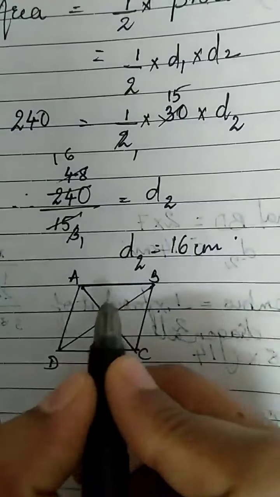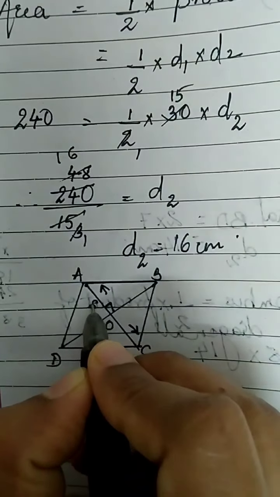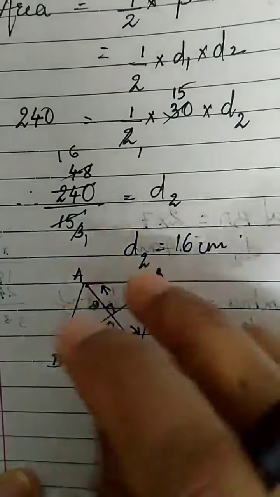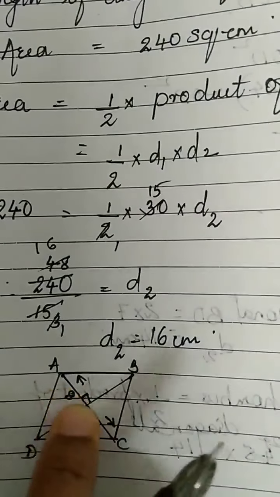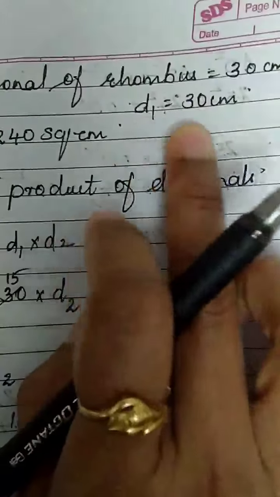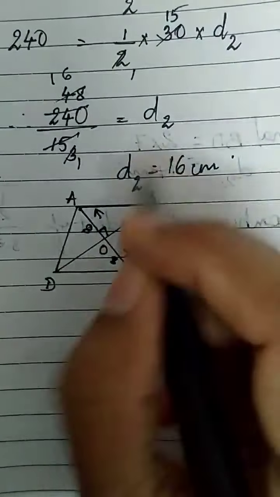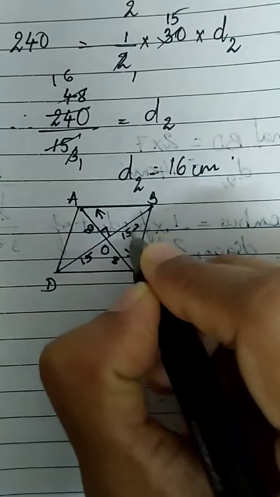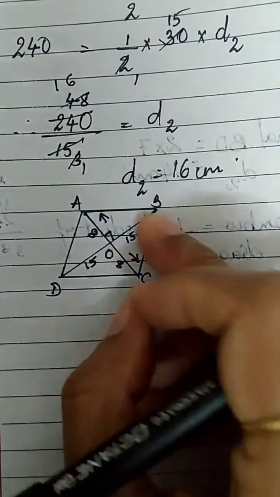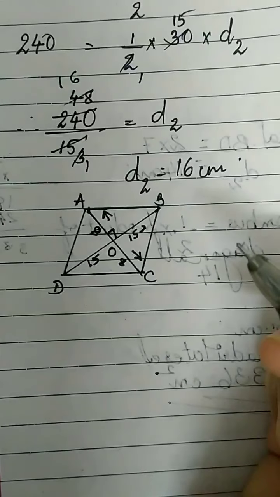Shorter one will give 16, so this whole diagonal is 16. Half of 16 will be 8 here, 8 here, right? Similarly, the other diagonal, whose measurement was given as 30, if divided into 2 equal parts, is 15 and 15, right? Correct, no? 8 and 8 is 16 and 15 and 15 is 30. Can you find out AD? Easily you will get it.